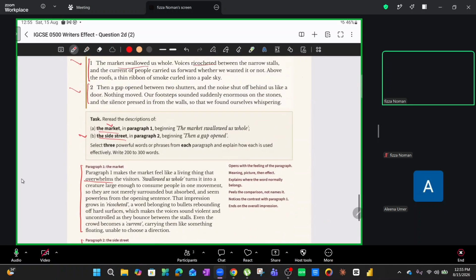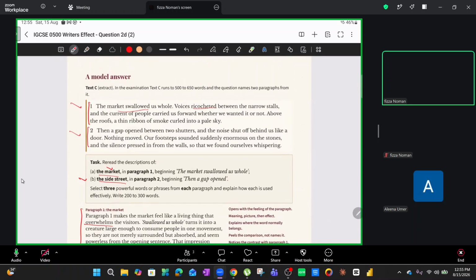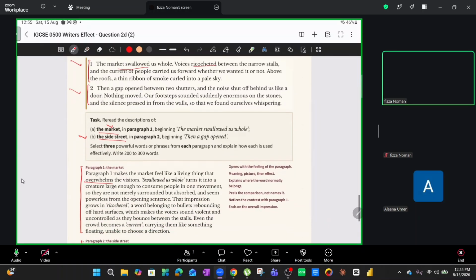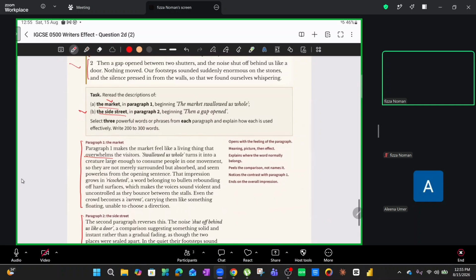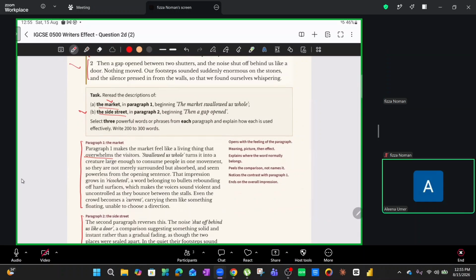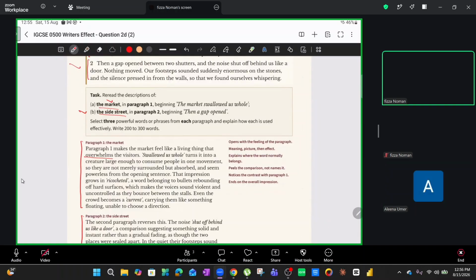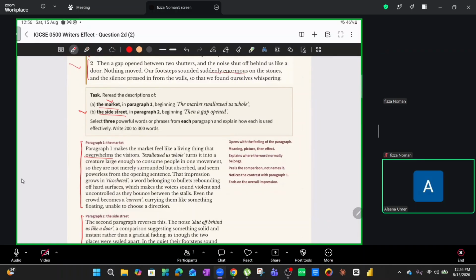And then you have a gap open between two shutters and the noise shut off behind us like a door. Nothing moved. Our footsteps sounded suddenly enormous on the stones, and the silence pressed in from the walls, so that we found ourselves whispering. The side street. Let's see how meaning is created in this particular passage. Can you identify a few phrases that you think contribute to meaning? One should be enormous. Okay, maybe enormous, pressed in, or whispering.